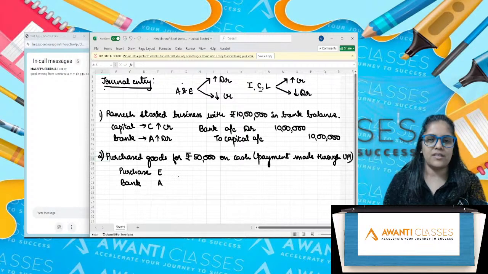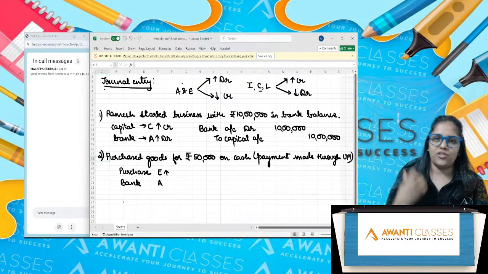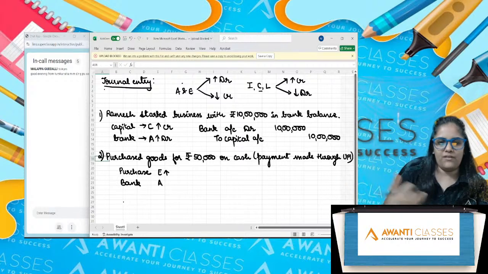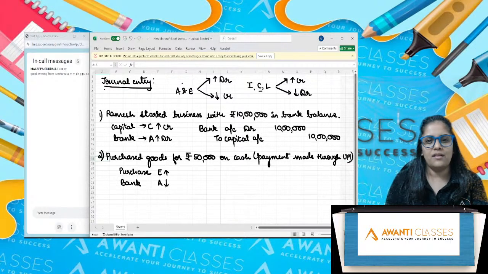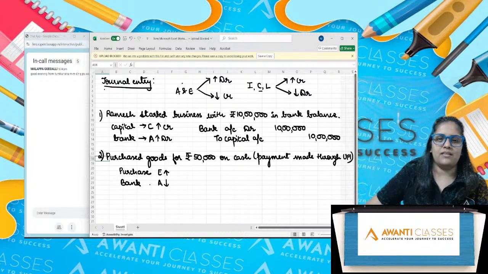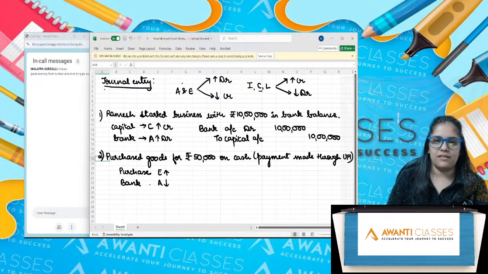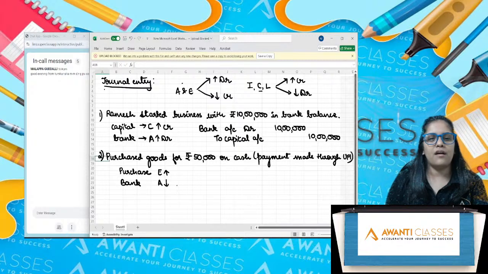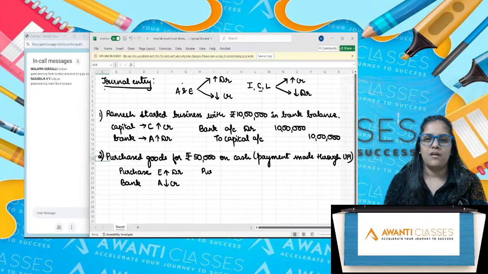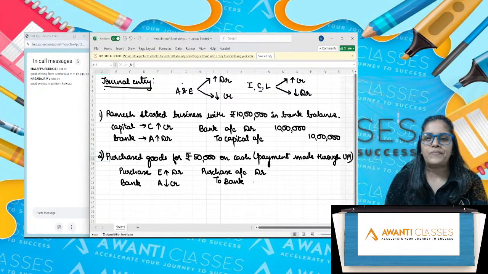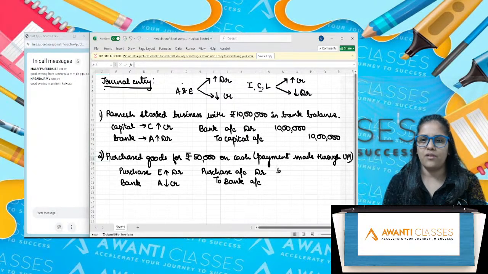If you make purchases, expenses will increase. And if you're purchasing goods, you will pay money, right? So money will go out. So asset, bank, will decrease. If you are paying money, the bank balance will decrease. So bank, an asset, is decreasing. So asset decrease, we should credit. And expense is increasing, we should debit. So the entry will be purchase account debit to bank account, 50,000.